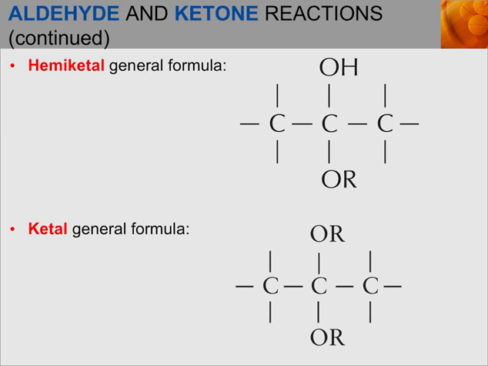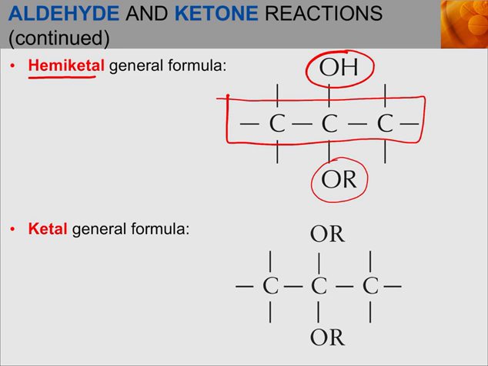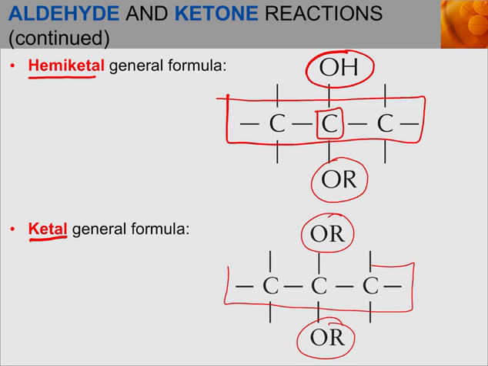So let's summarize the ketone reactions here. So remember, the hemiketal general formula has an OH group on top, an OR group on the bottom, and then the middle just stays the same with those two alkyl groups bonded to the central carbon. And then the ketal general formula, after we add more alcohol, is going to give us two OR groups, and the middle stays the same.